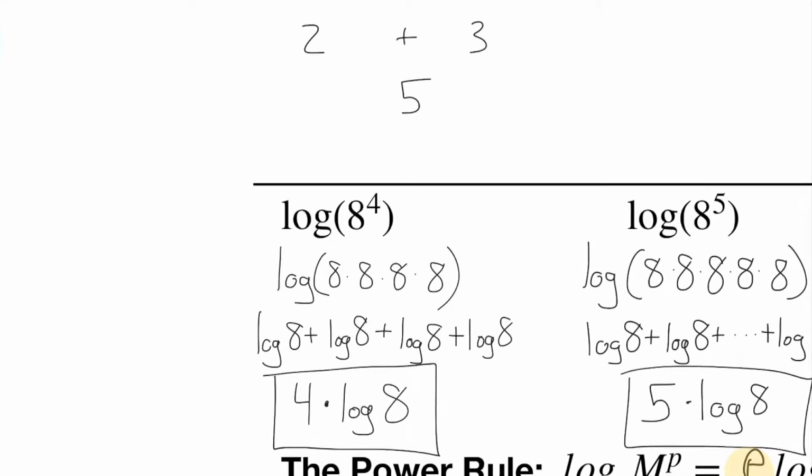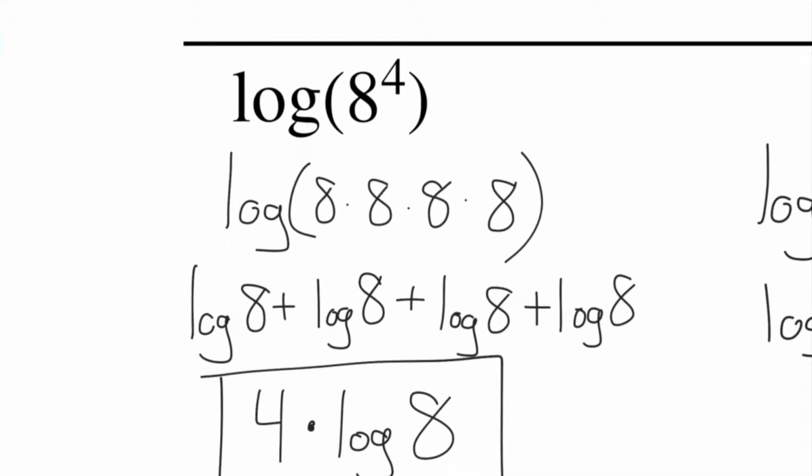So let me show you some more patterns. Log of 8 to the 4th. That's going to be log of 8 times 8 times 8 times 8. And then, so basically, if you want to split all this multiplication up, you'd have to write it 4 times. 1, 2, 3, 4. Log of 8 plus log of 8. So the multiplication inside becomes addition outside. But really, we're writing the same thing 4 times.